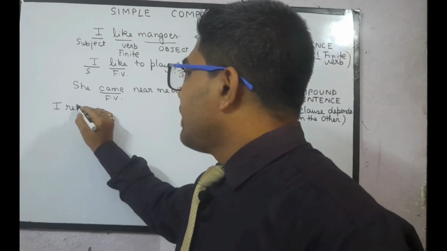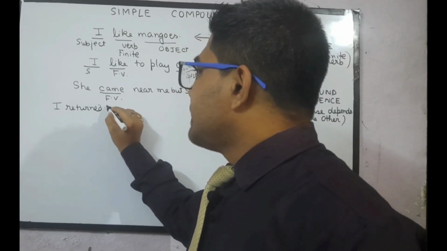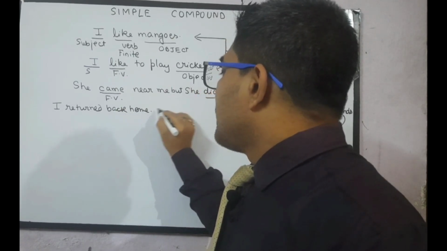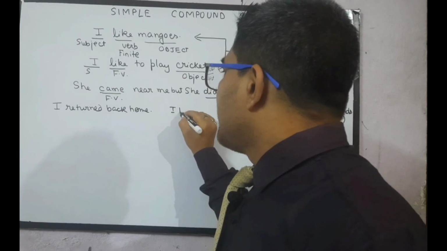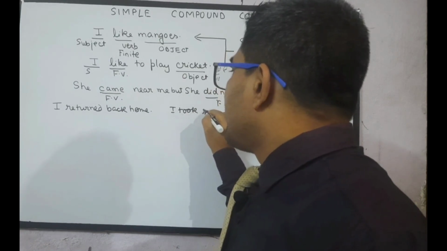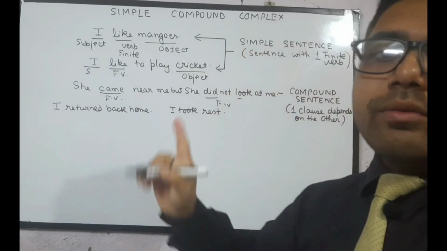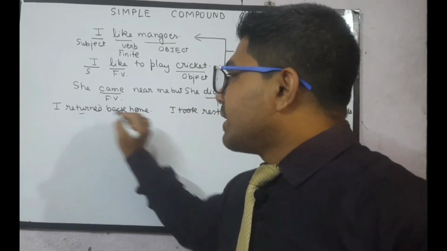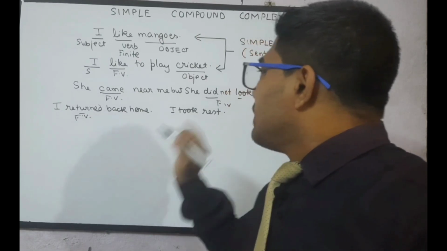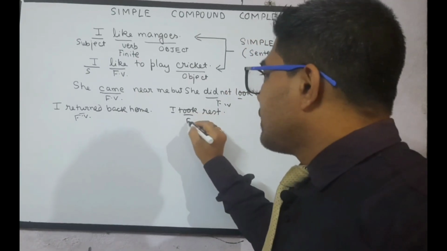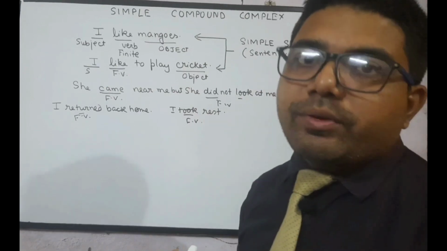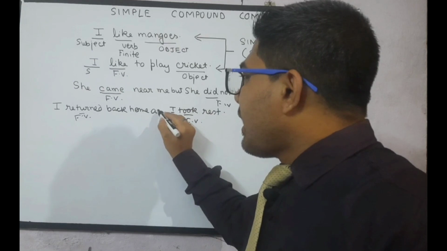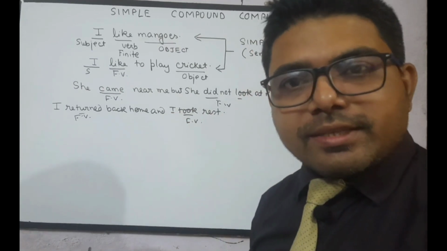I returned back home. I took rest. Now again we have two sentences. I returned back home. Verb कौन सा? Finite verb. Returned. I took rest. Finite verb. Took. Okay. Now if we are asked to join दो sentence को अगर join करना है, I returned back home and I took rest. Okay.